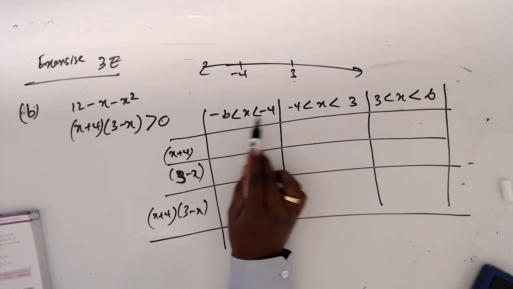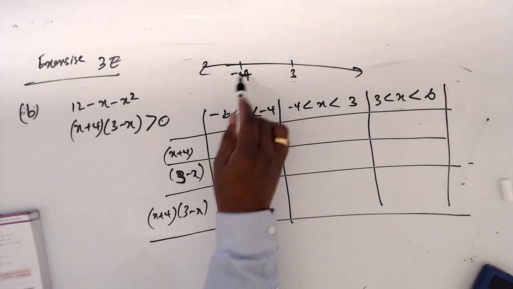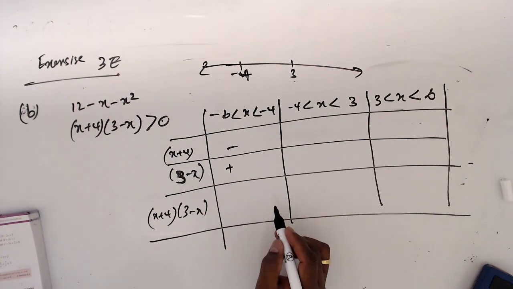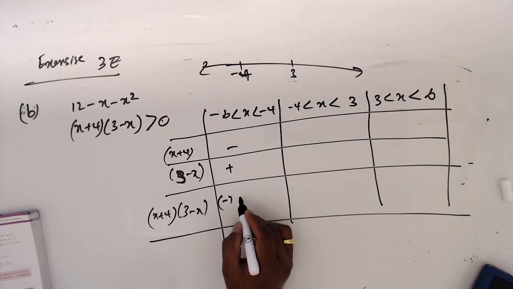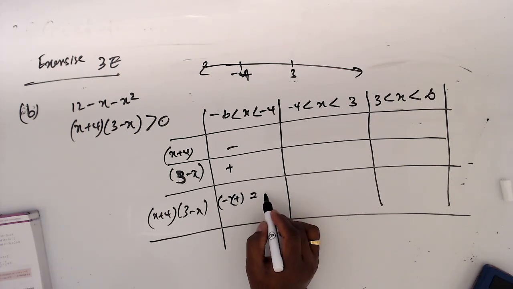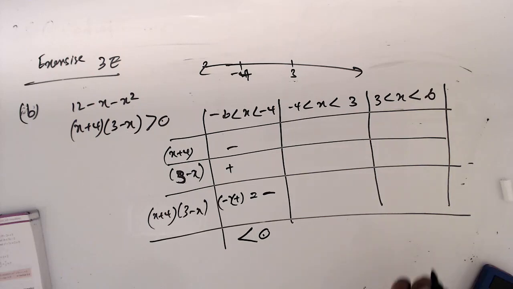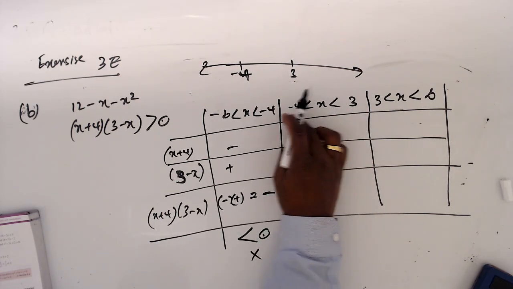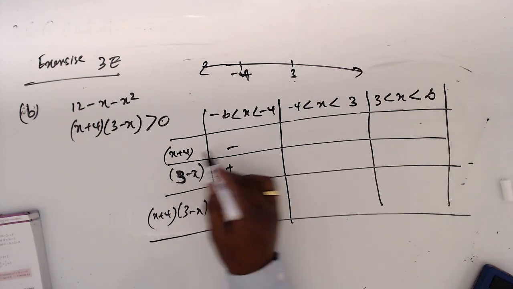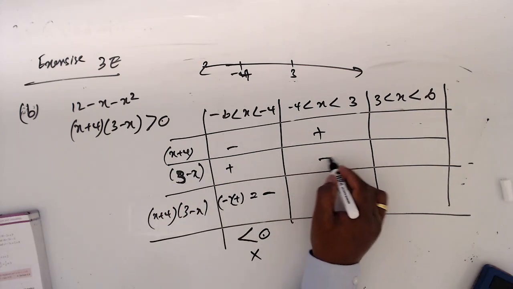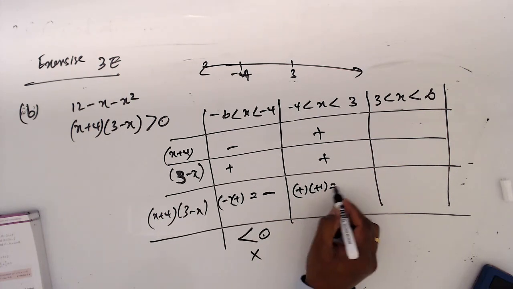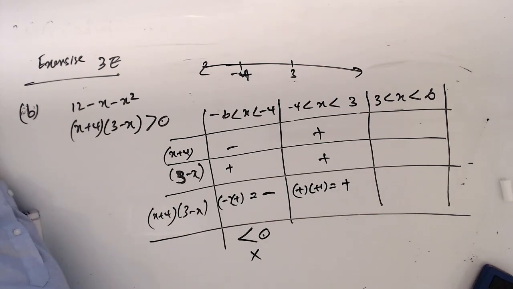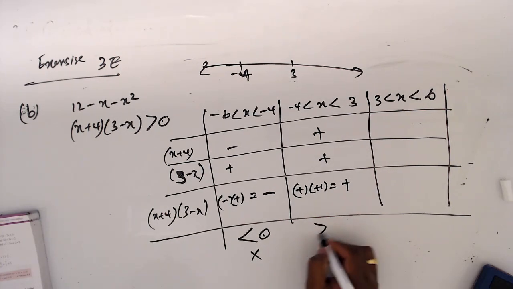Now take any value less than minus 4, minus 10,000. Then this becomes minus, this becomes plus. Minus times negative times positive, negative, less than zero. It doesn't match. Now take any value between minus 4 and 3. I'll take 0. 0 plus 4 is positive. 3 minus 0 is still positive. Positive times positive equal positive. This is greater than 0.